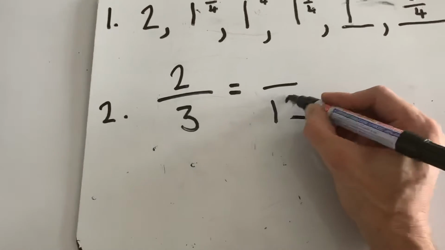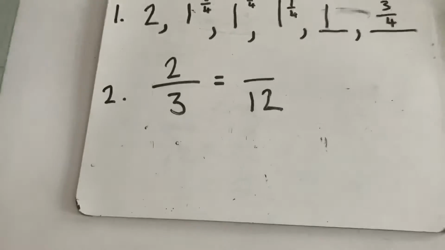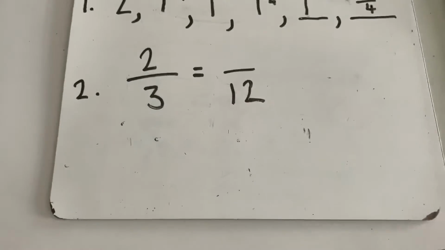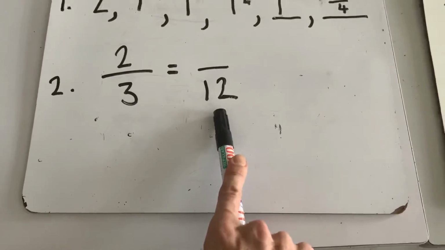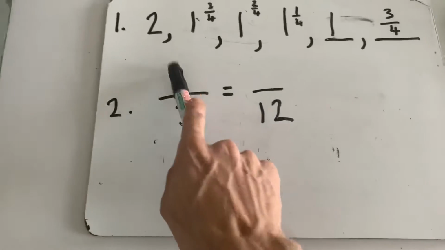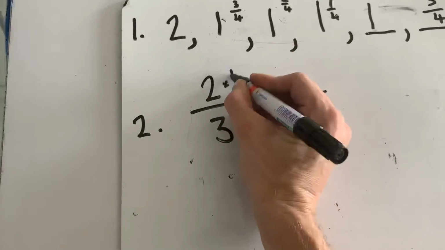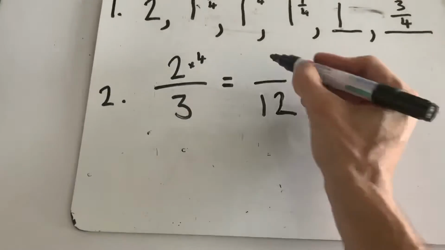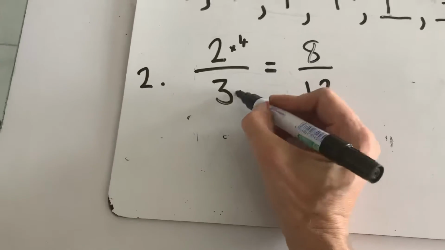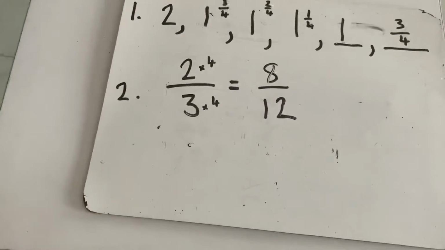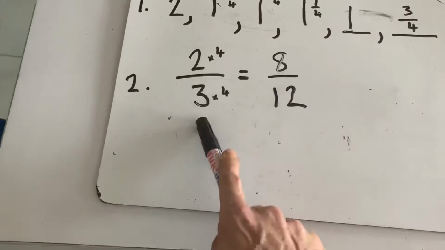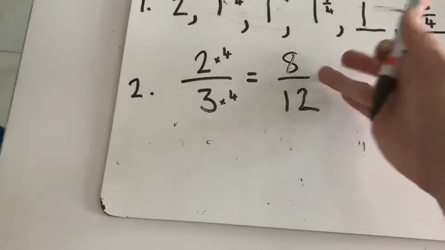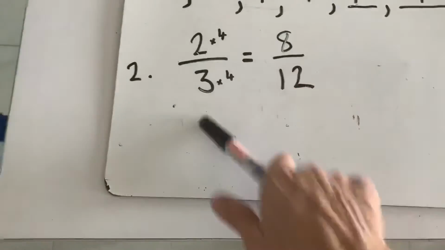Let's have a look at this question here. What we've got to do is find equivalent fractions. So 2/3. Well, I know that 3 goes into 12 4 times. So if I also multiply this top by 4, it's going to give me 8. Whatever you do to the numerator, you also do to the denominator. So 2 times 4 is 8, and 3 times 4 is 12. So 8/12 is the equivalent fraction of 2/3.